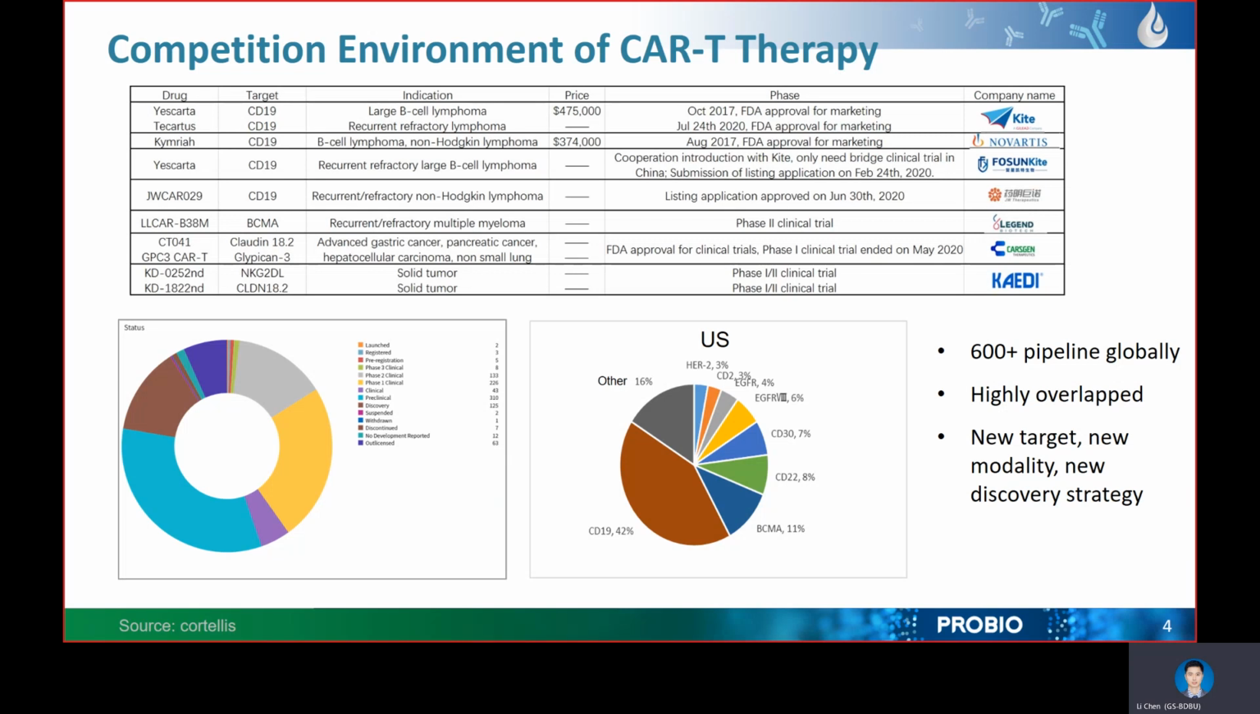How do we make ourselves outstanding in such a competitive and crowded field? To put it simply, 3 major aspects can be considered. First is new targets, such as those on solid tumors. Second is new modality, including single-chain FV, single domain, or bispecifics. And third is a new lead discovery strategy to expedite the R&D process.